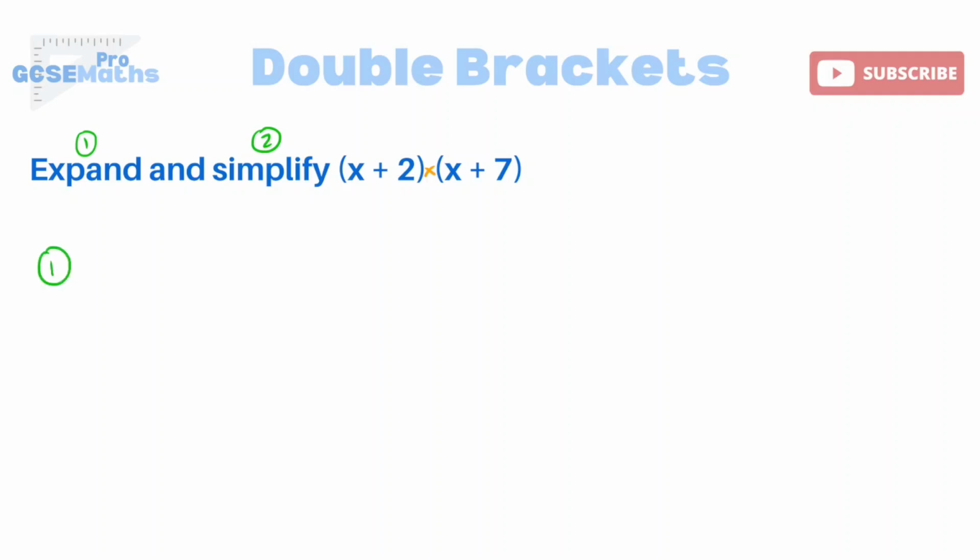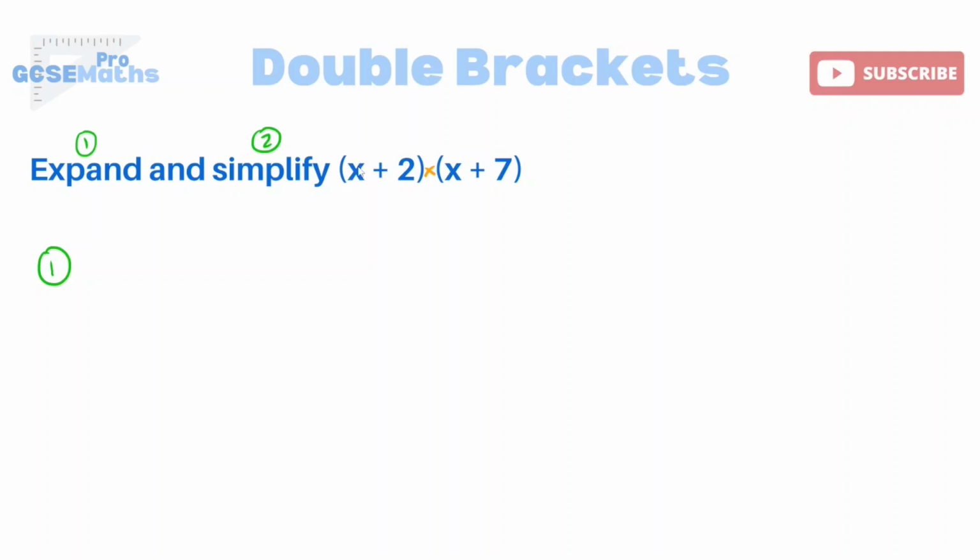So our first line, I'm going to start off by using the method where I just draw lines between each of the terms, and I can make sure that I've got the right number of lines and I've multiplied the right number of terms, okay? That's the method I like to use because I think it's a bit faster. So we have to multiply the first term by both terms in the second bracket, okay?